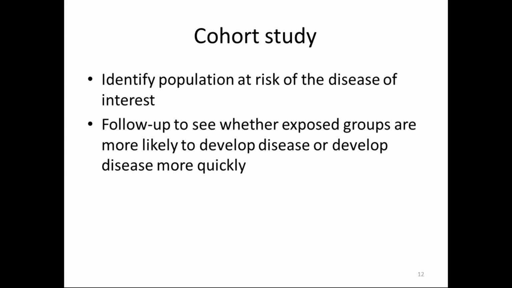What we're doing is we're going to identify a population that's at risk of developing our outcome of interest. Then we determine who's exposed and who's not, and follow over time. So now you have this time component where you have people who don't have your disease when you start, and then see who develops disease over time. We want to know whether exposed groups are more likely to develop the disease or to develop the disease more quickly.